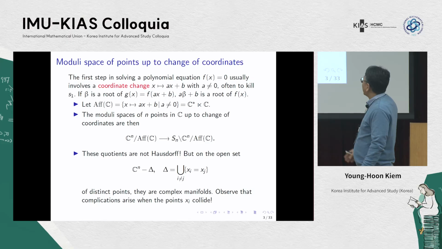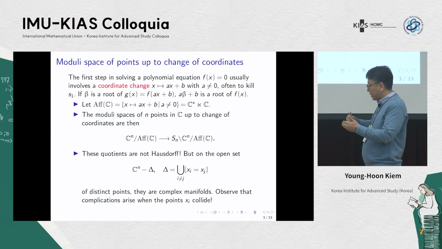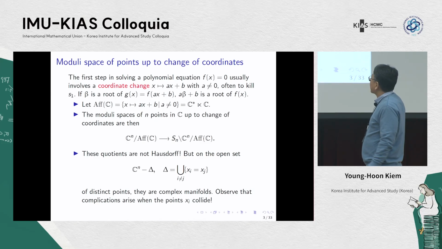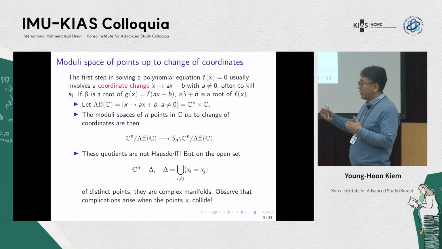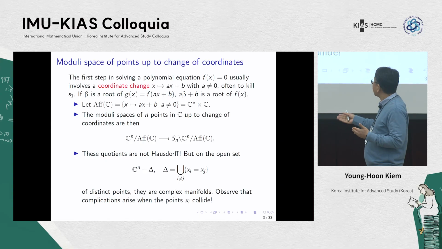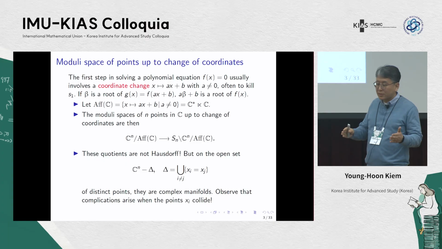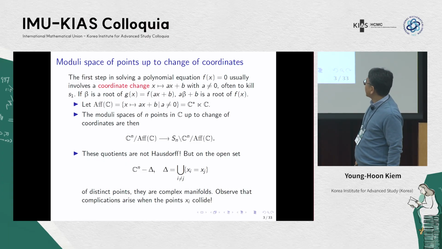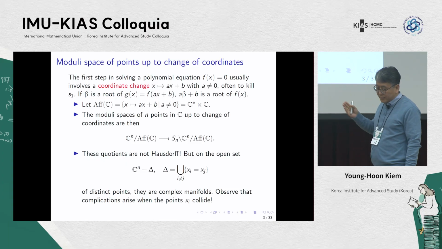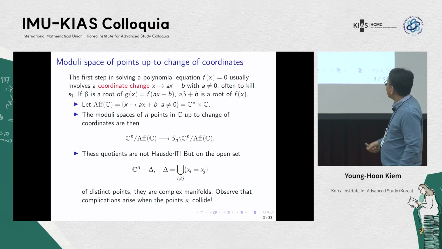So we think it's natural to think about the change of coordinates as a group. The group of affine transformations of C is the set of maps from C to itself, defined by this equation, x goes to ax plus b, with a non-zero. So that's the semi-direct product of C star with C. C star is scaling, and C is translation.